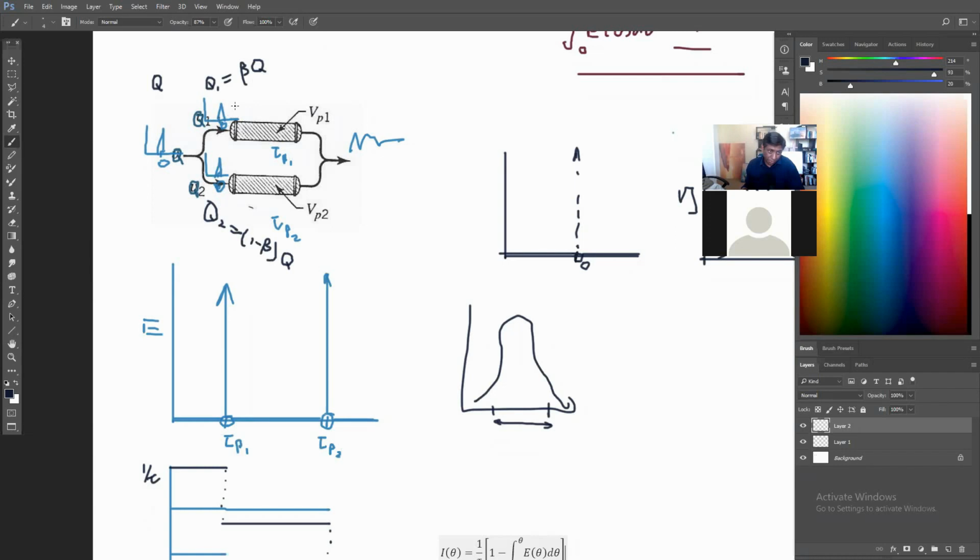So the function here is not a pure Dirac delta function. This function going into the PFR here is beta times delta, and remember this is delta of theta minus tau P1. Well, that's the inlet, so we don't need that. So it's actually a function of theta, at A zero, that's there. And then for the rest of it, this is beta times Dirac delta of theta minus tau P1.